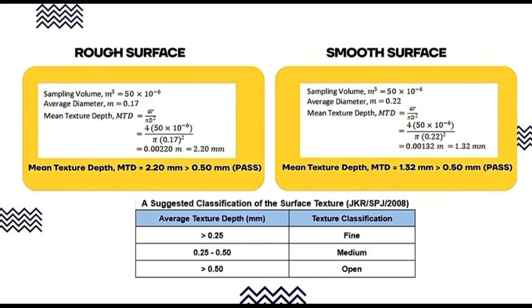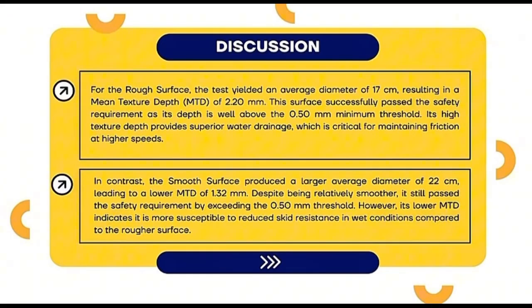According to the classification tables, both surfaces fall under the open texture categories, with the rough surface showing a coarser texture than the smooth one. The sand patch test results show a clear difference in micro texture between the two surfaces. Both surfaces pass the requirement, but the rough surface has a higher texture depth, which also helps drain water more effectively, which is important for keeping friction at higher speeds. However, the smooth surface has a lower texture depth.